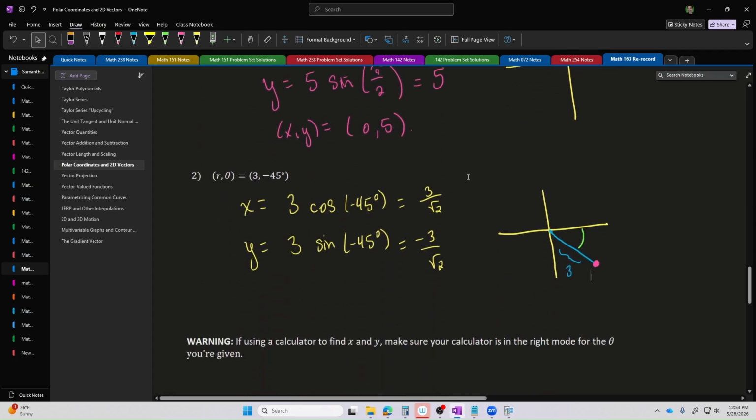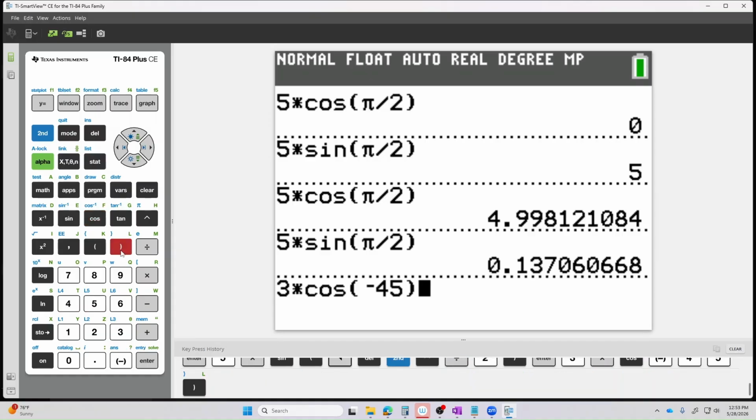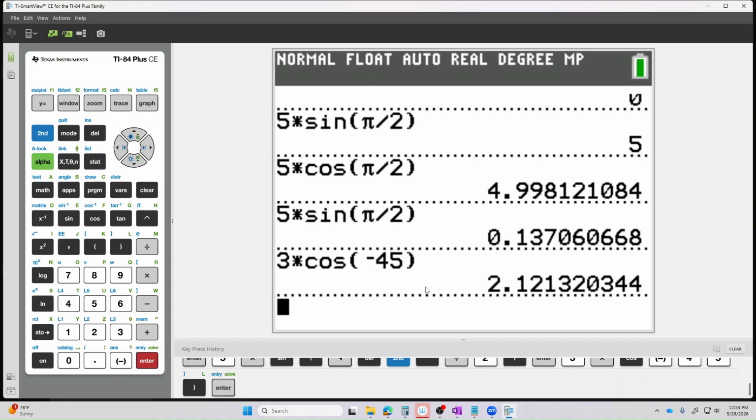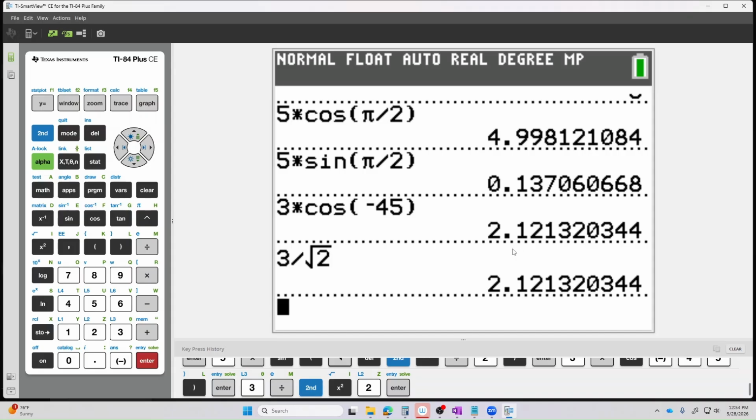Similarly, if I go down here to part 2, notice that this value of theta is in degrees. So if I'm doing this calculation using a calculator, my calculator should be in degrees mode. So if I do 3 times, for example, cosine of negative 45 degrees, I get that answer of 3 divided by the square root of 2 that we calculated manually earlier.